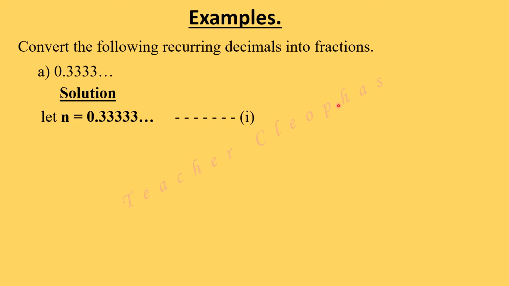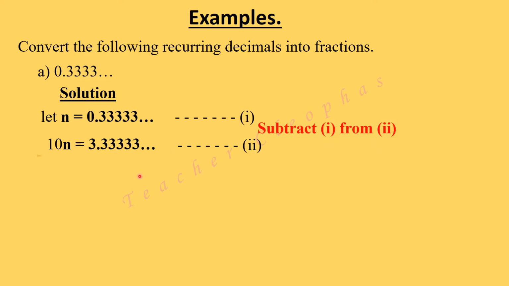Then we multiply the whole equation by 10. So this gives us 10n equals 3.3333... This is our second equation. Now let us look at the first and the second equation. Suppose we subtract equation 1 from equation 2. Are we going to eliminate the fraction part? Of course, we will have eliminated. So let us eliminate, since our interest is to do away with the decimal part.